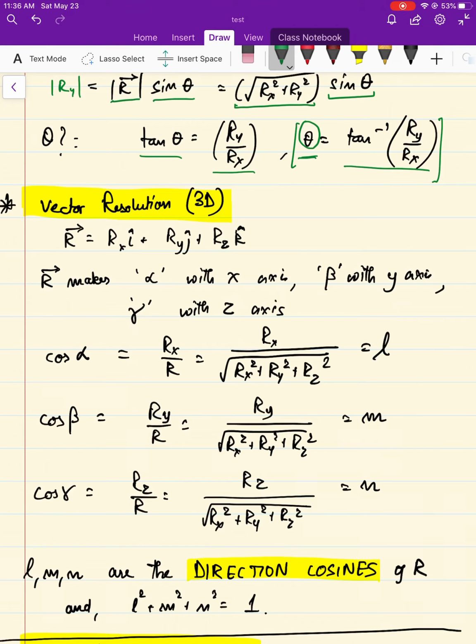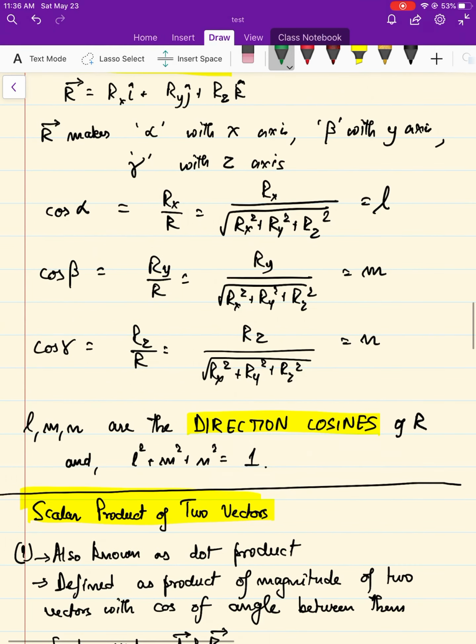Then we have vector resolution in 3D. Now we are extending one more dimension, and that's the third axis, and everything else is the same. But here we introduce something known as direction cosines, which are represented by cos alpha, cos beta, and cos gamma, as I'm marking over here.